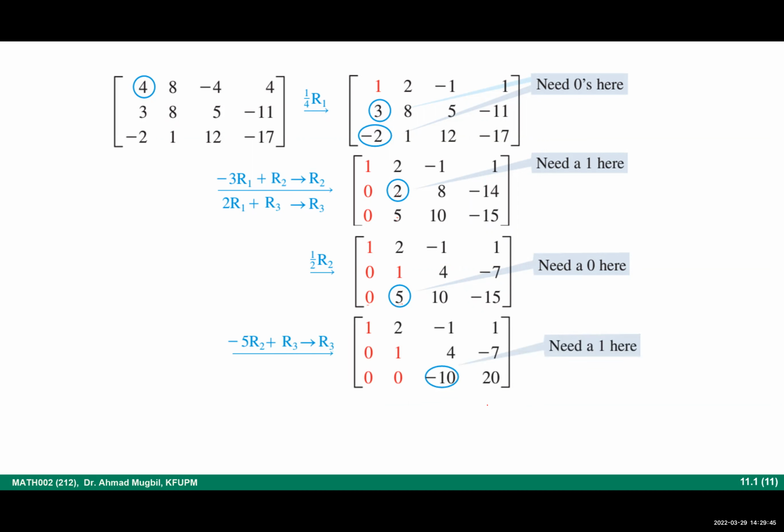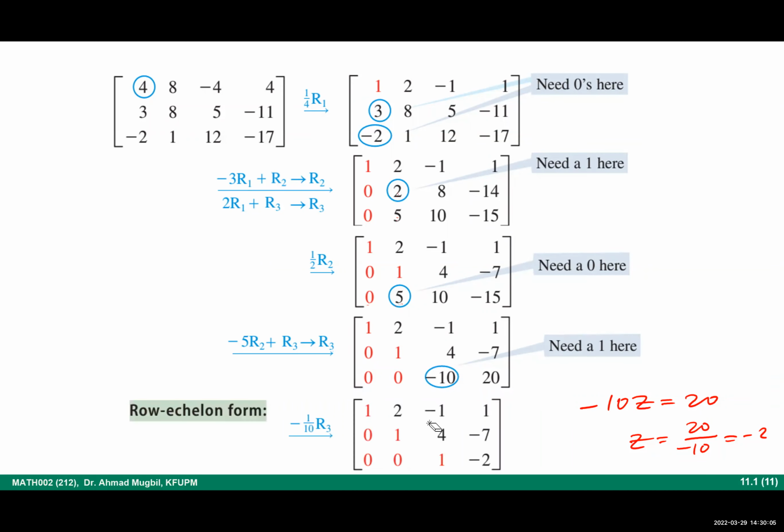If you want to solve the system, you are almost there. Why? Because from the last row, what do we have? -10z equals to what? To 20, which is z equals to what? 20 over -10, which is -2. So you need to divide by what? -10. So multiply by 1 over -10. This is what is called the row echelon form. Now we obtain the row echelon form.